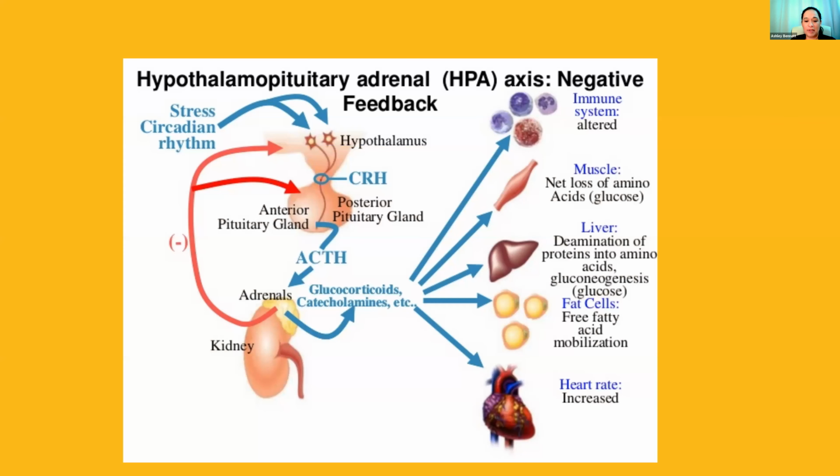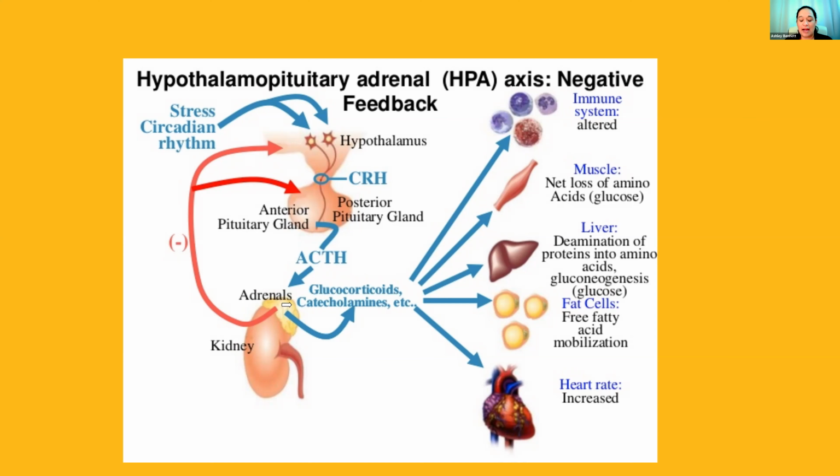But first, review. So let's go over the HPA axis. You have probably gone over this before multiple times. Hopefully you have it memorized, but start with stress, right? It's usually your amygdala that senses stress and activates this response system. And then it sends a signal to your hypothalamus to release CRH, which sends a signal only a short distance away to your pituitary gland, which releases ACTH. And then that sends a signal to your adrenals to release glucocorticoids and catecholamines.